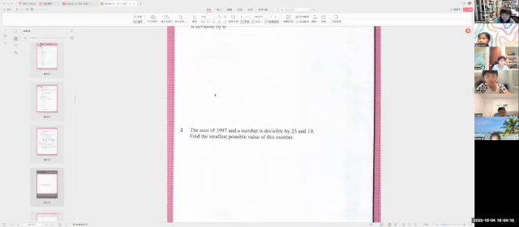Okay, let's take a look at this one, number 2. The sum of 1997 and a number is divisible by 23 and 19. Find the smallest possible value of this number. Exactly the same question.